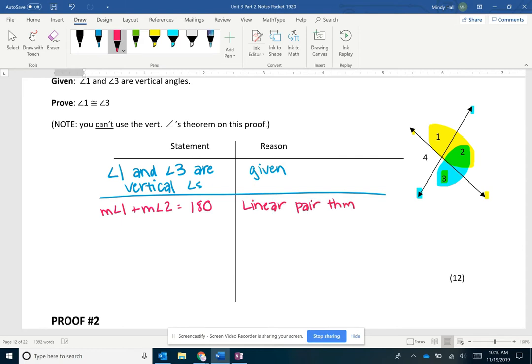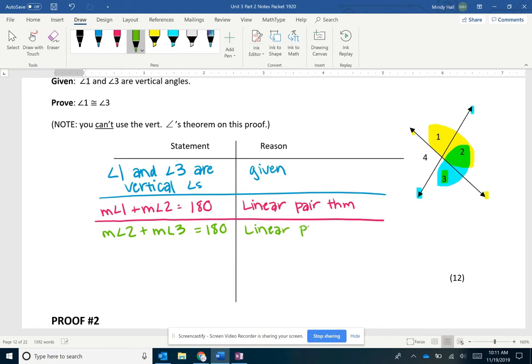Now, keep in mind, I want to put the measure of angle 1 because I'm talking about the actual number for it, not just naming angle 1. If you just put angle 1, technically you're just naming the angle, so it's not quite the same thing. Since we have the measure of angle 1 plus angle 2 equals 180, we're also going to have the measure of angle 2 plus the measure of angle 3 equals 180 because of the linear pair theorem.